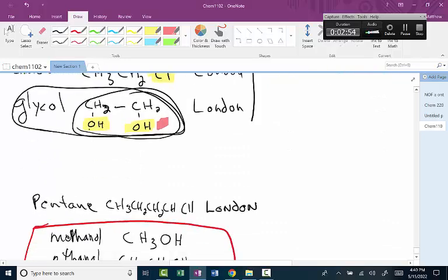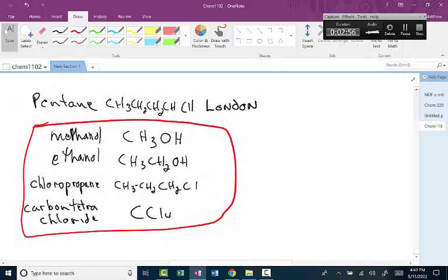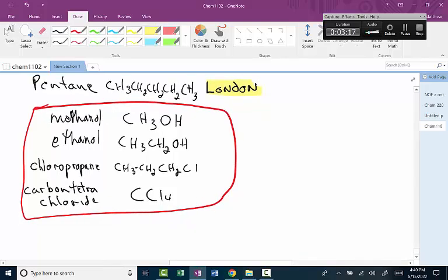So one more problem. Let's look at pentane. CH3, CH2, CH2, CH2, CH3. Okay? And it has particularly London forces. So I want to order the solubility.